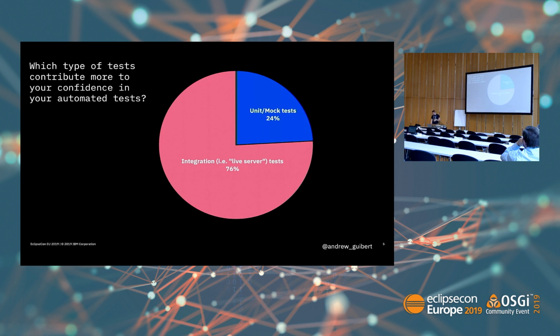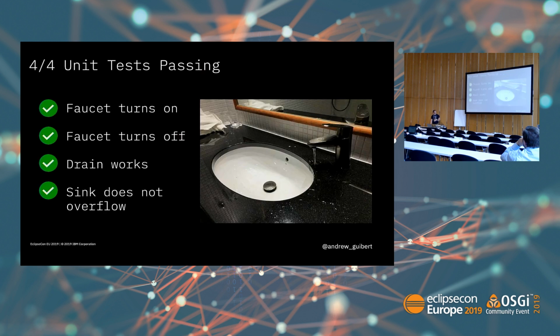And I think the answer is pretty well summed up with this picture here. This is a sink, and if we wrote some unit tests for this, the sink turns on, the faucet turns off, the drain works, the sink doesn't overflow. All the individual pieces are working just fine, but as a whole system, it's not working properly. If a plumber walked out of installing this sink, the customer would not be happy, even though all the unit tests are working properly. And as programmers, we shouldn't be expecting our users to be happy with just unit tests. They don't care if the little pieces are working properly. They want the whole system to work properly as a whole.